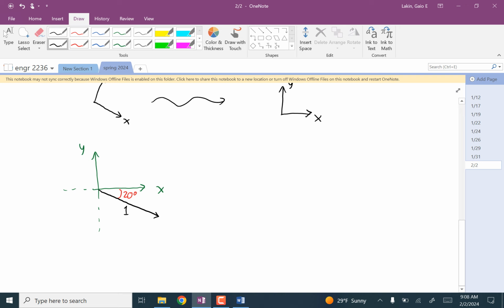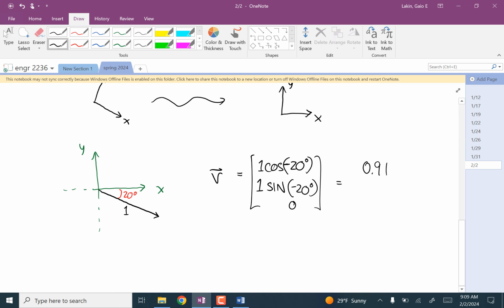And so you can do this as the velocity in this coordinate system is 1 times cosine of negative 20, 1 times sine of negative 20, and so that is 0.94, negative 0.3420.